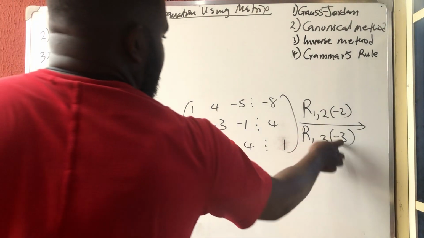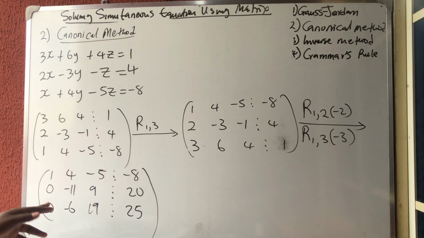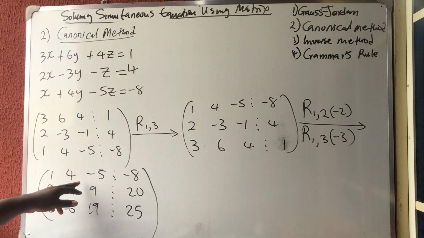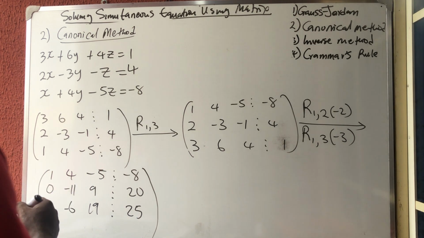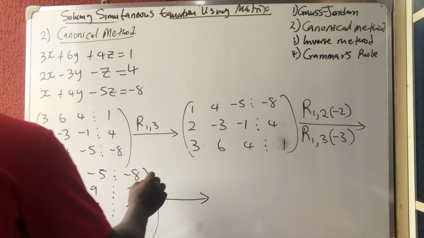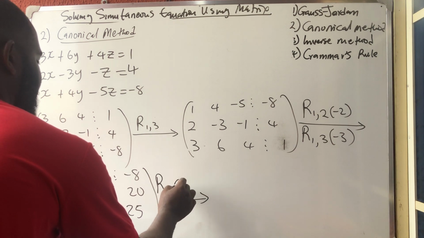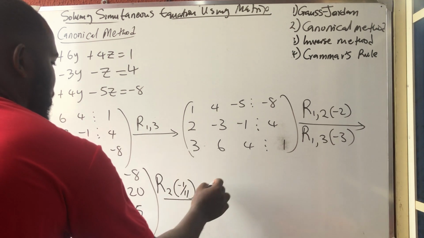Sorry, 24. This and this is 24 plus 1, 25. Okay, so we have gotten 0 here. The next thing we need is to get the leading entry in the second row to be 1. So how do we make it 1? We make it 1 by multiplying by its inverse. So we say row 2, we are multiplying it by minus 1 over 11. That is what will make it 1.